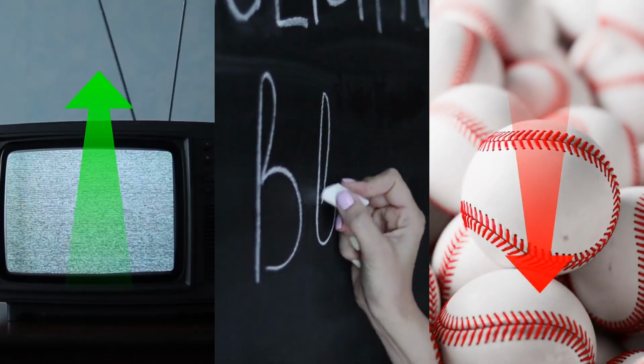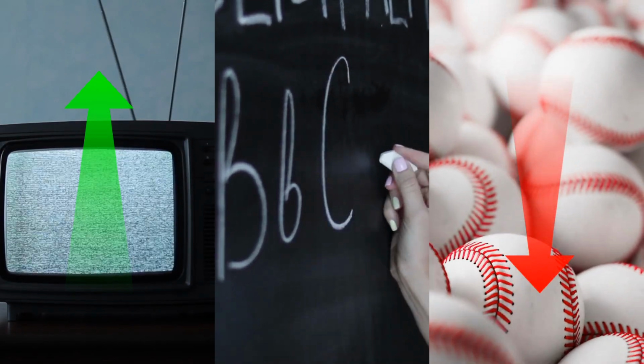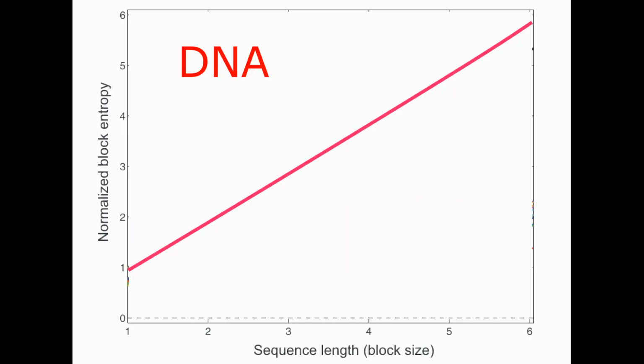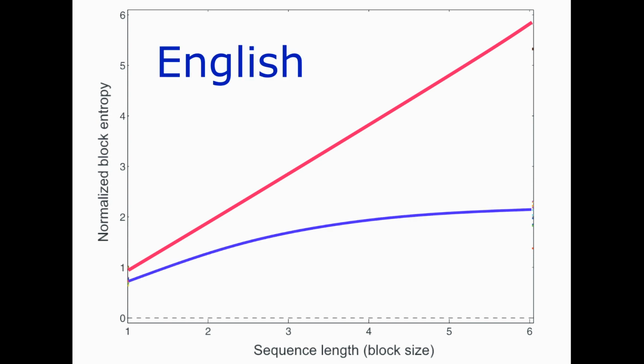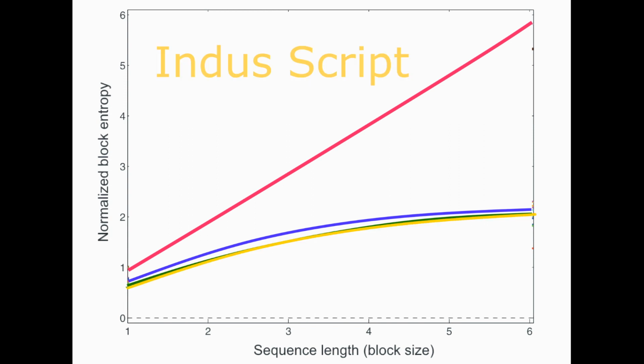Languages tend to fall in between, showing patterns that are neither completely random nor entirely constant. Languages are very deterministic. Here is a graph showing the conditional entropy of DNA. For comparison, here is what English language looks like. Let's throw in Tamil for good measure as well. And when we plot Indus Valley Script in here, it again scores in a range indicative of a real language.